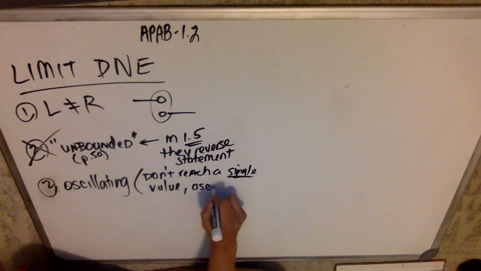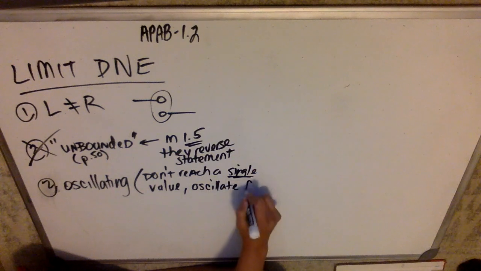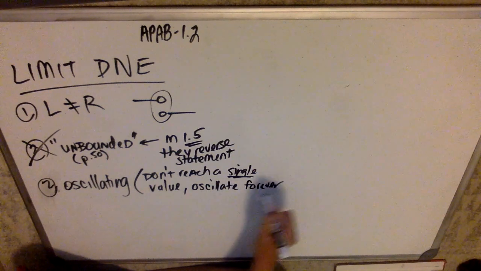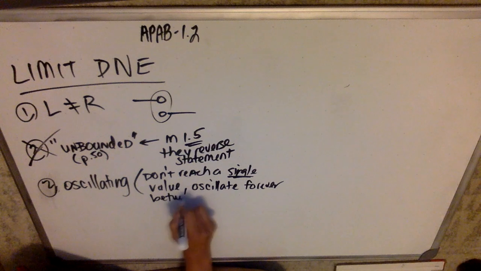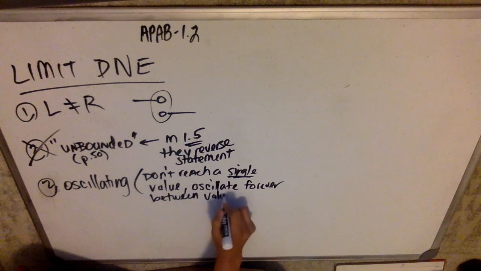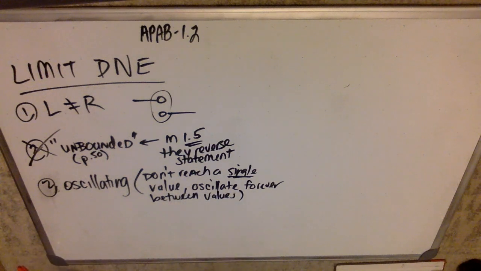You oscillate, meaning going back and forth. So you oscillate forever between values, okay? So I'm going to give you an example of something that oscillates. So we're going to go ahead and do an example.